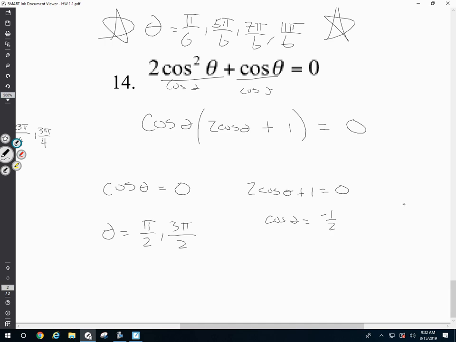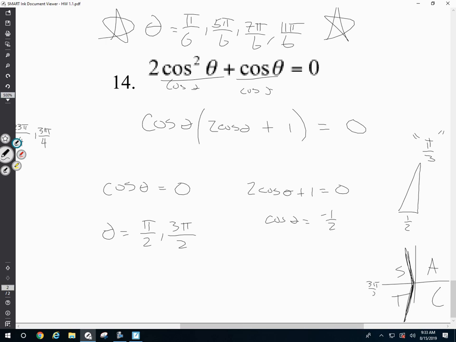Cosine is equal to 1/2 at the taller 30-60-90 triangle when the adjacent side is 1/2. The taller 30-60-90 is at pi over 3. I need to find the pi over 3 when cosine is negative. Cosine is negative in the second and the third quadrants. So I need the pi over 3 here and here.